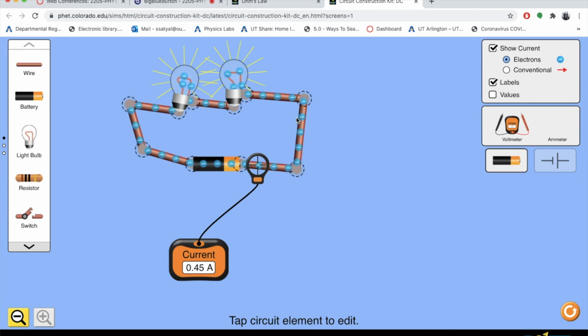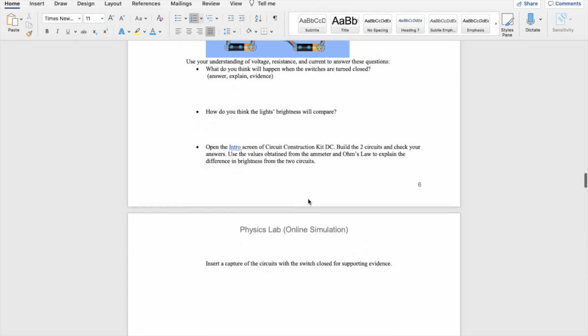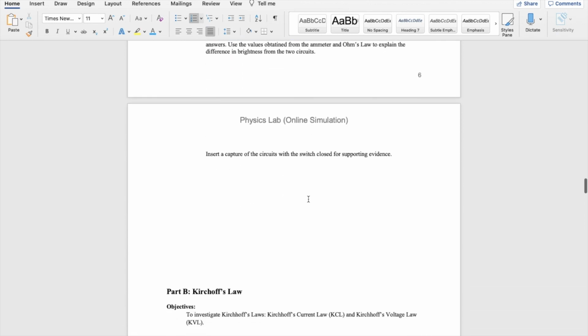So construct these as it directs here, and complete these two sections. And as usual, please capture the circuits wherever it's possible, and insert it here within your report. Okay.